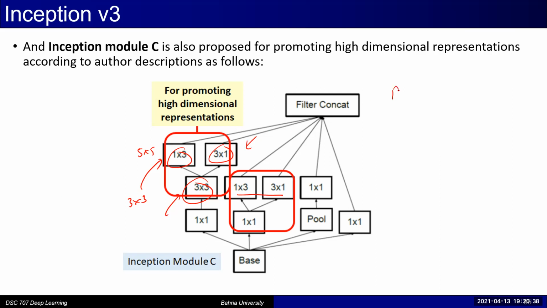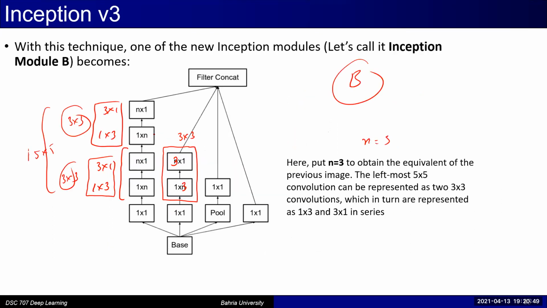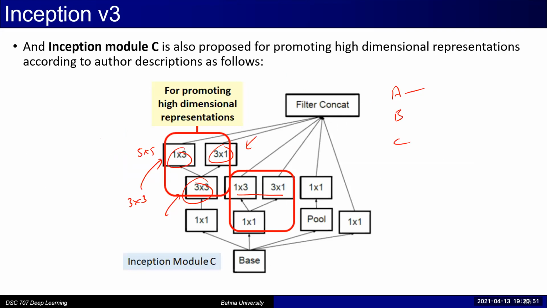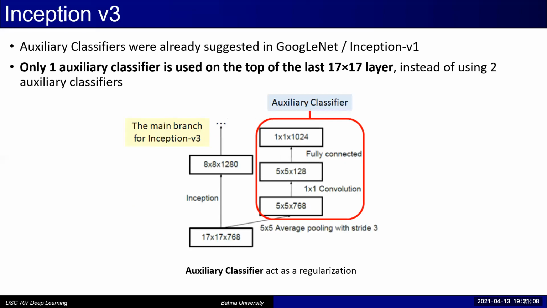So now you have module A, module B, module C. In module A, we have the 5 by 5 factorized into two 3 by 3. In module B, we have almost everything factorized to the level it could be. And in module C, we have only one factorization of 5 by 5 into 3 by 3, and the subsequent 3 by 3 is factorized into two convolutions. Now we have three different types of modules, and another difference with previous Inception models is that in Inception V1 we had two branches or two auxiliary classifiers, right?